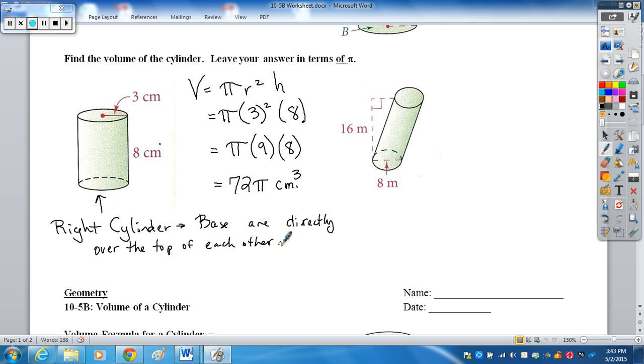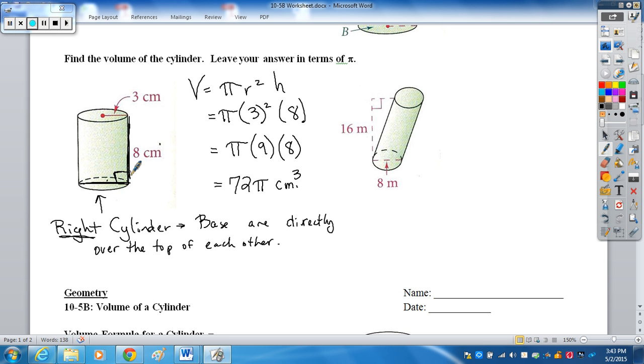Now, something I want to make sure that you understand about that is this. Why do they call it a right cylinder? Why right? Well, I think what it really comes down to is this. The height and the base of these structures, when the bases are directly over the top of each other, is a right angle. And I think that's why they call it a right cylinder, or a right pyramid, or a right prism, okay?